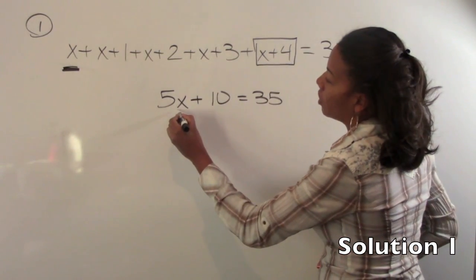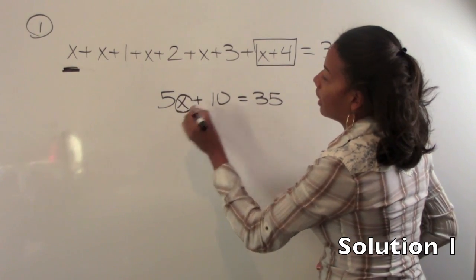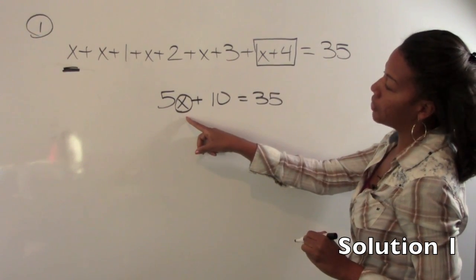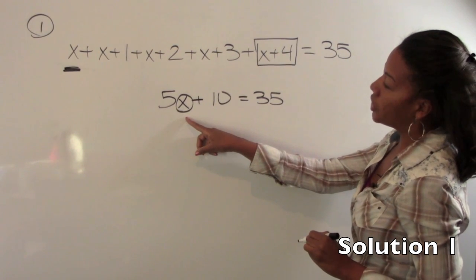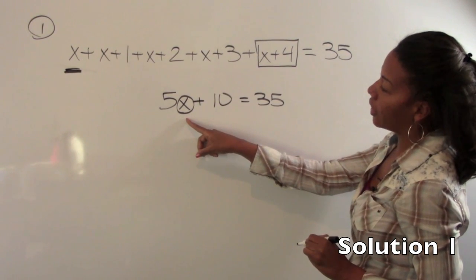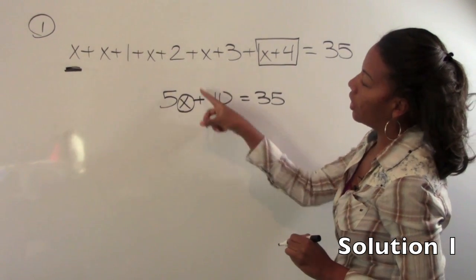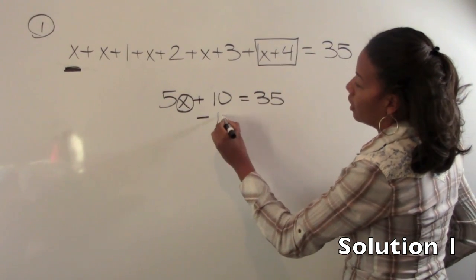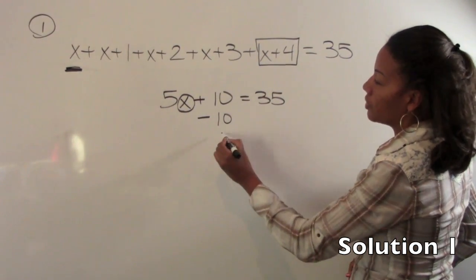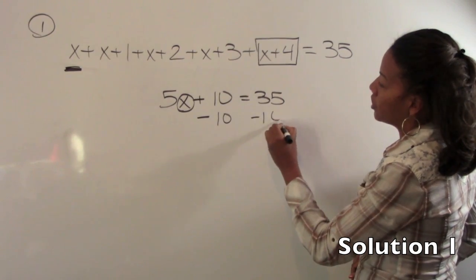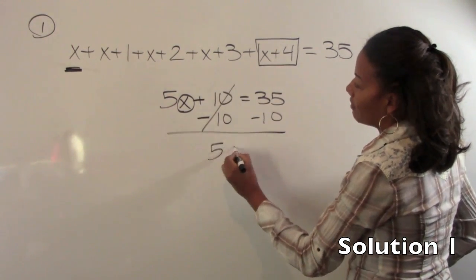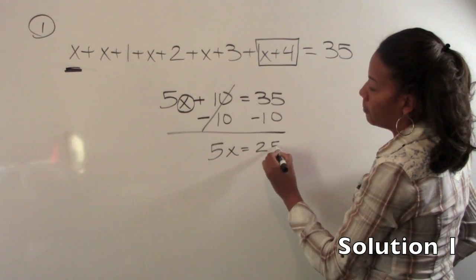But remember, our goal is to get this value of x by itself. We want to isolate this variable so that we can figure out what x is. So the first thing you want to do is add or subtract anything that's on this term. So we're adding 10, so we get rid of adding 10 by subtracting 10. Whatever you do to one side of your equation, you have to make sure you do it to the other side as well to keep it balanced. So you get 5x equals 25.